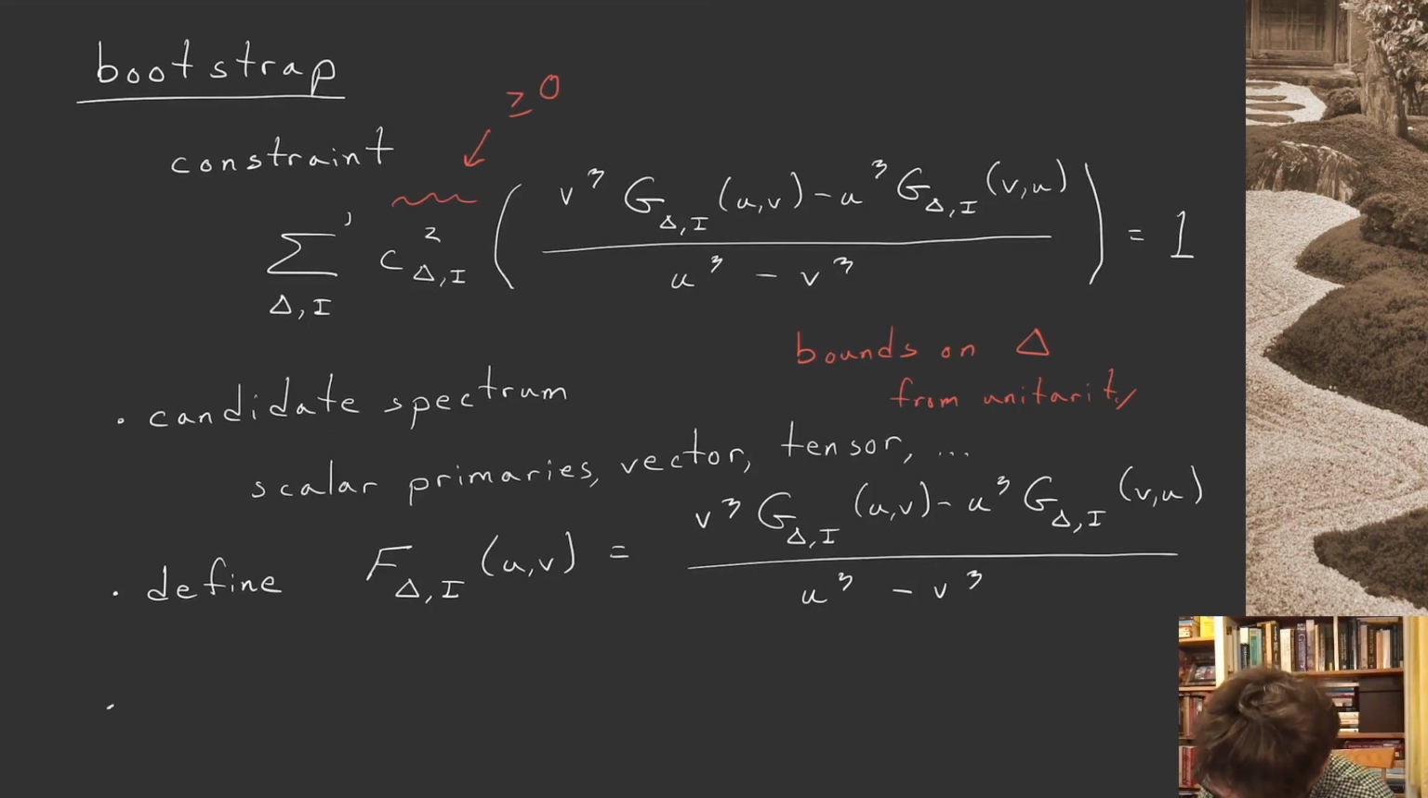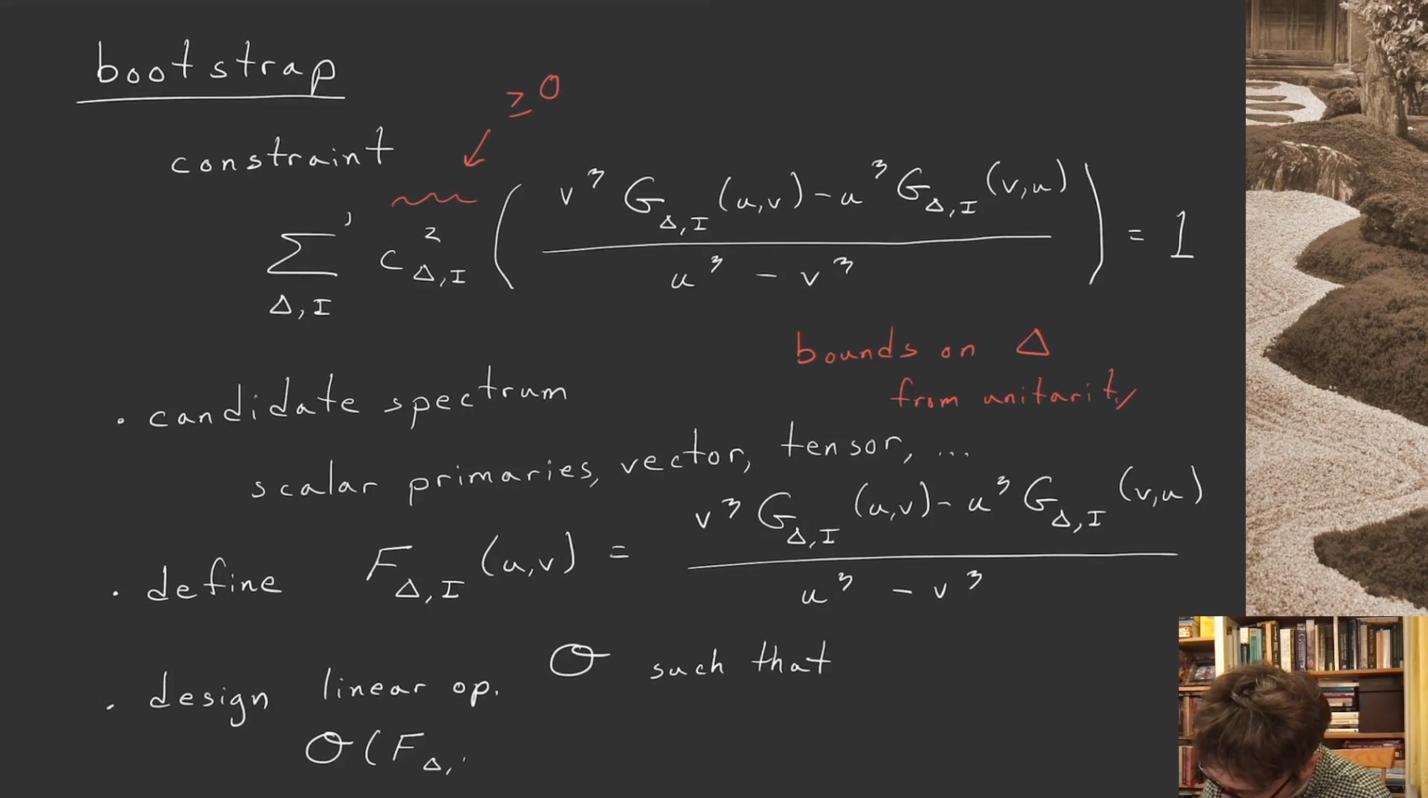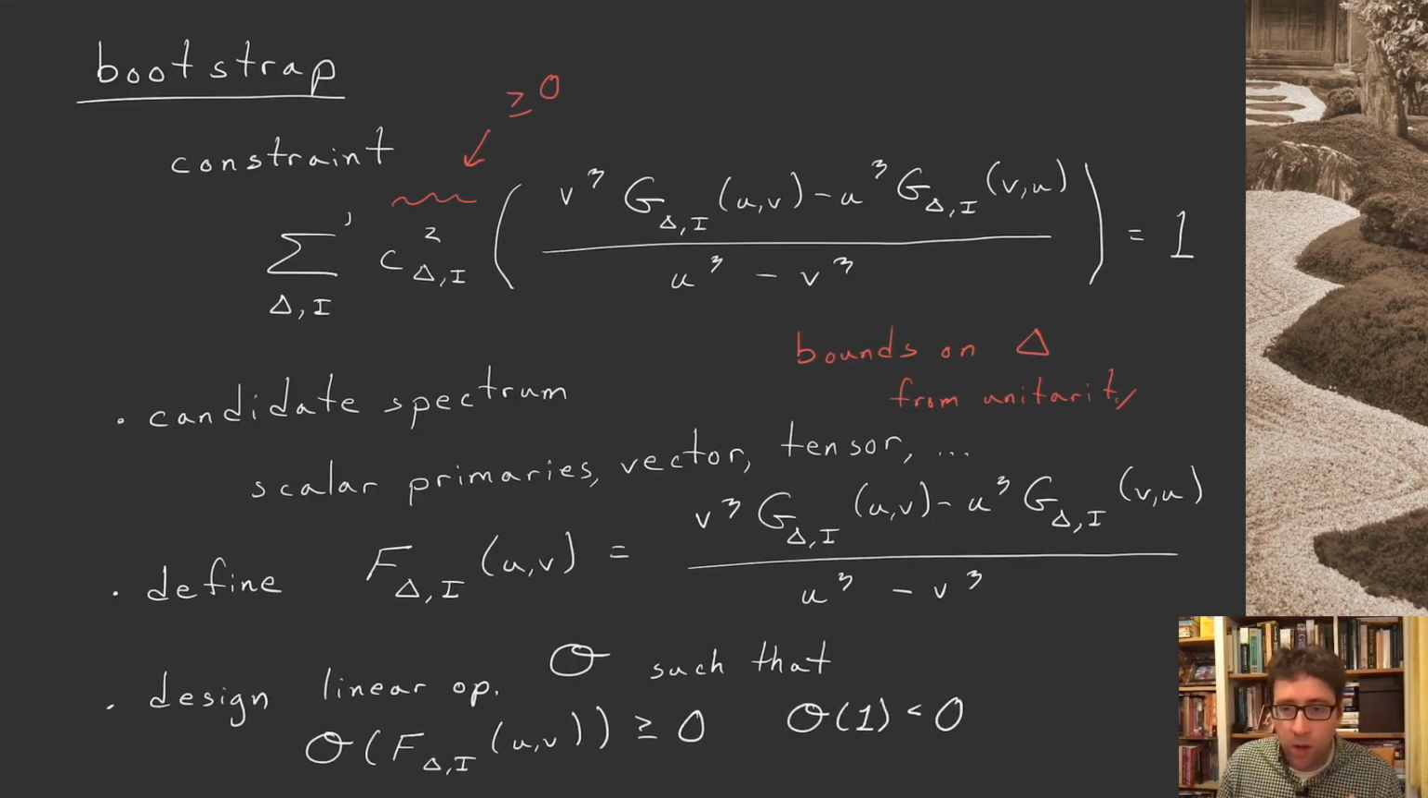And now we're going to design a linear operator, we'll call it a curly O, such that O acting on the non-trivial primaries, f delta I of u and v, these are all going to be greater than or equal to 0, but O on the identity is less than 0. What is this O? I'm not going to tell you. You could imagine various things. It's really up to you at the end of the day.